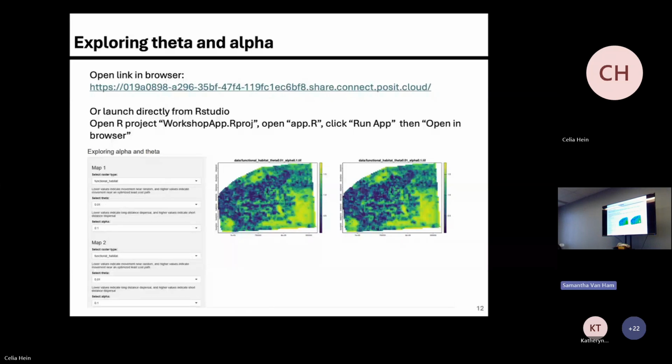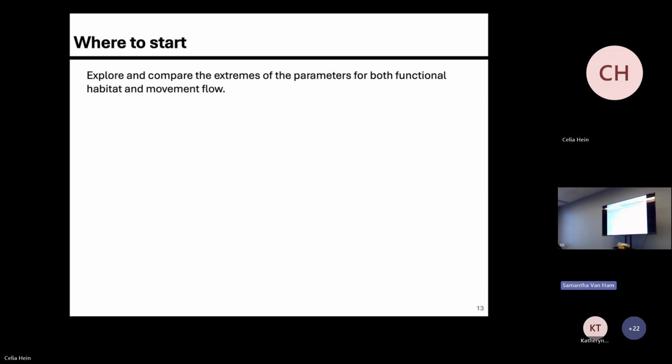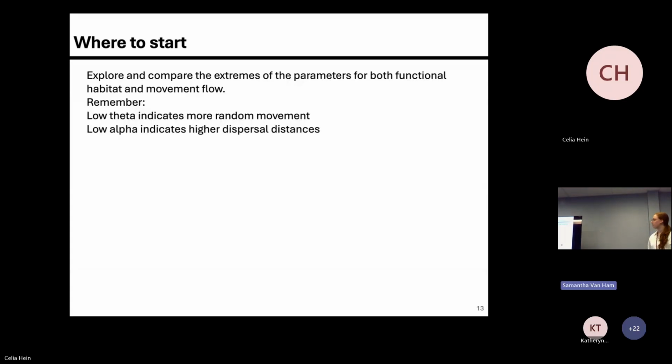And to help you guys get started and guide your thinking a little bit, I think a good place to start is to explore and compare the extremes of the parameters for both functional habitat and movement flow. Some things to remember, well, not remember because you're learning it for the first time: low theta values indicate random movement. So a 0.00001 would be almost entirely a random walk, as close to this current density style as you get, versus the higher theta values, which are closer to this least-cost path.